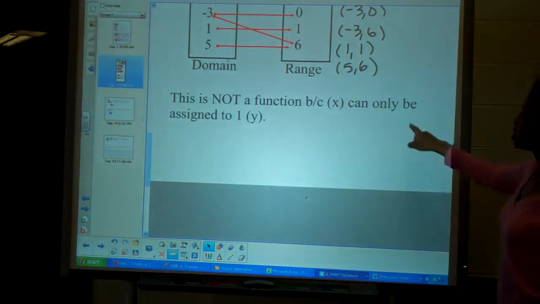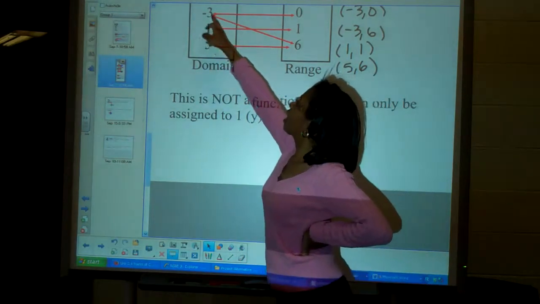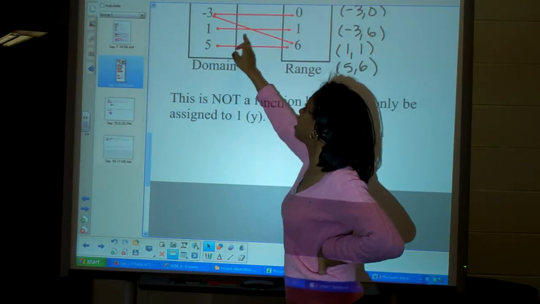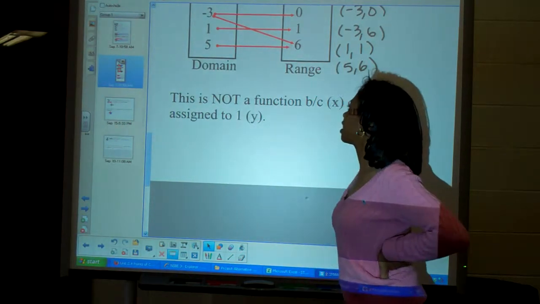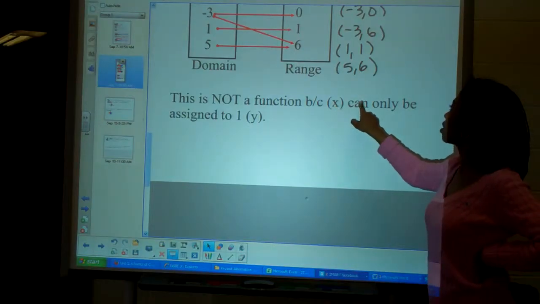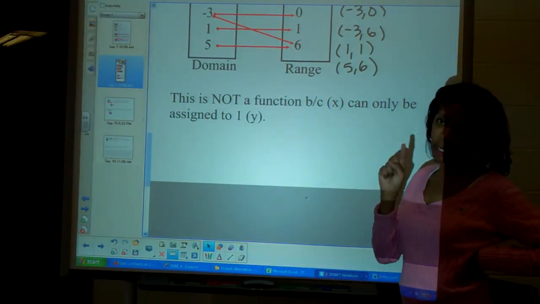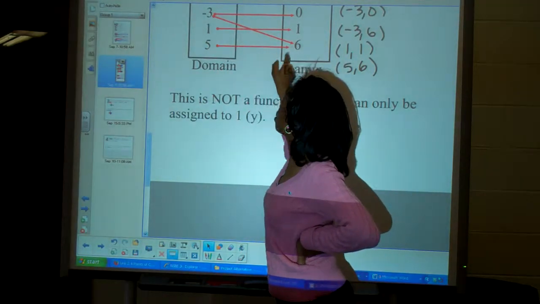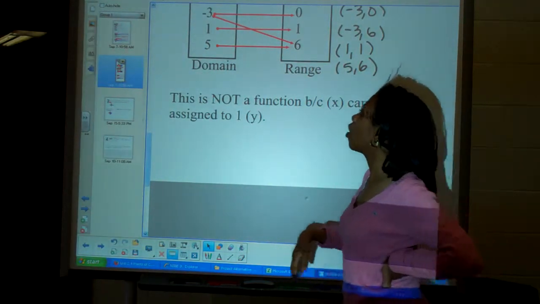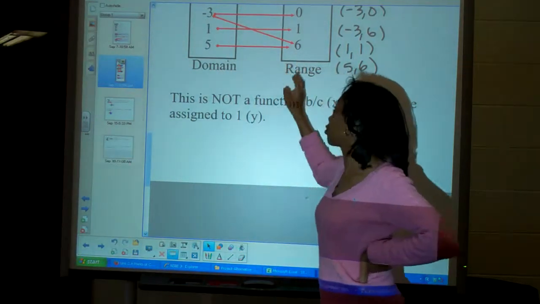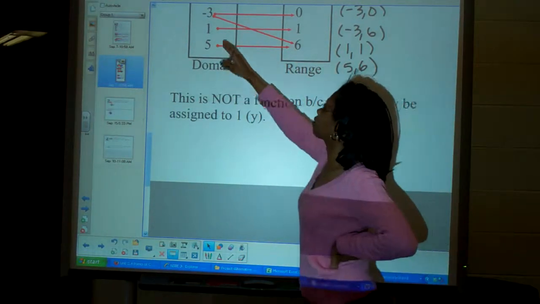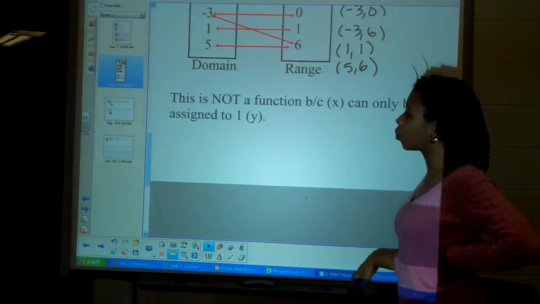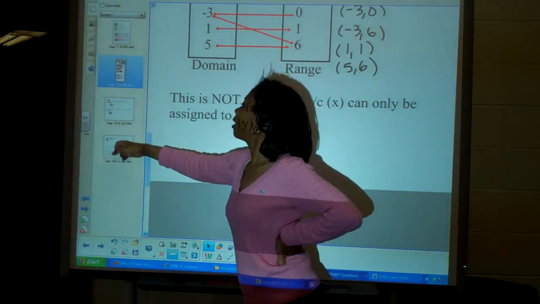All right, and I just stated on this one here, -3, 0. -3 goes to 6. 1 to 1, 5 to 6. We said this is not a function because x can only be assigned to only one y. X can only go to one y. This -3 goes to 2 different y's, or this domain goes to 2 different ranges. The -3 goes to 0, and it also goes to 6. That does not work. Okay?